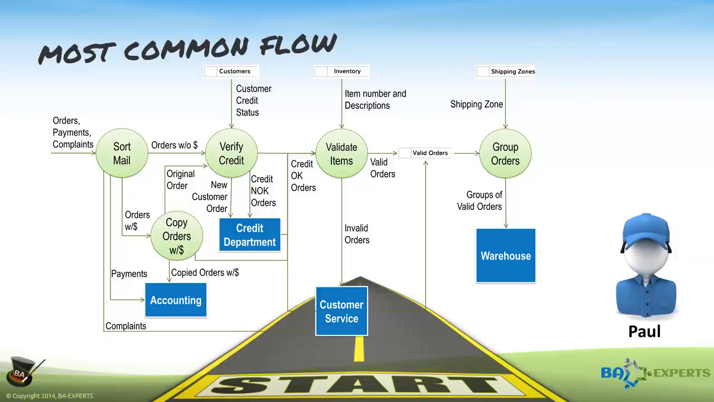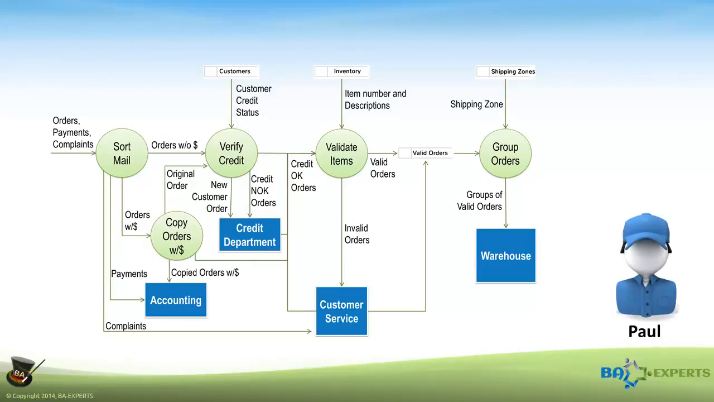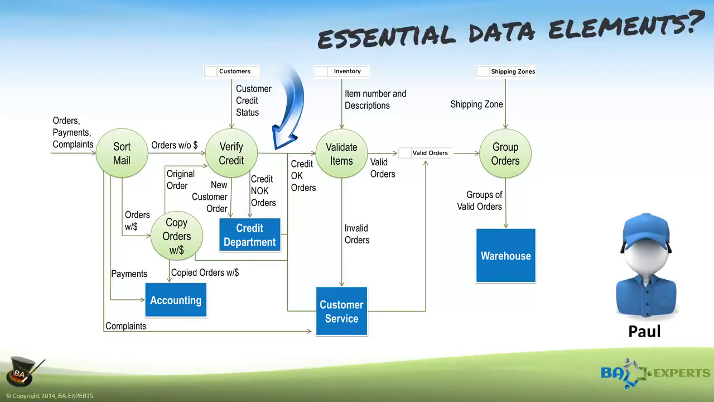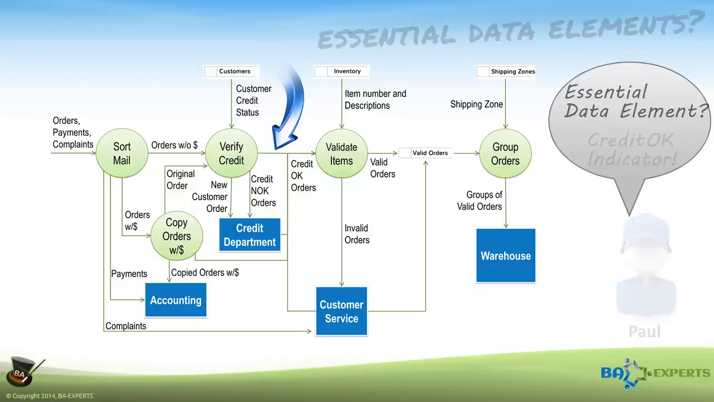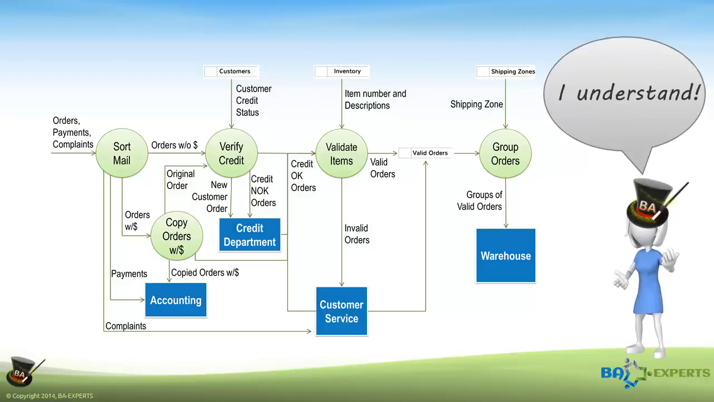According to Paul, that is the credit OK orders data flow going to the validate items process. When I ask Paul to identify the essential data elements on that flow, he replies, "The only essential data element in this case would be the credit OK indicator on the order. It just shows that the order is approved for further processing." I understand, but I also think you'd need to know which order that credit OK stamp is on, wouldn't you?